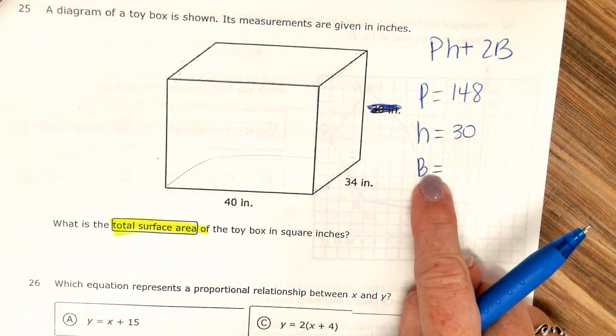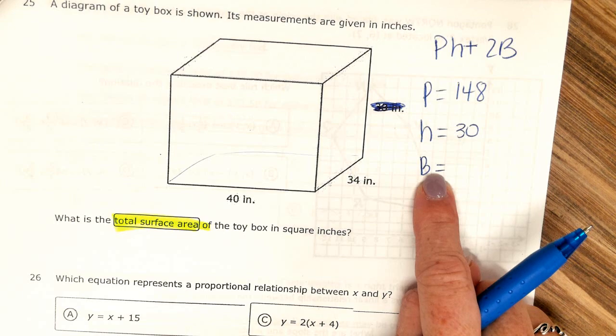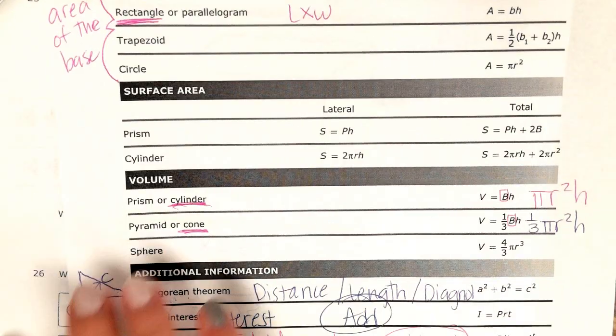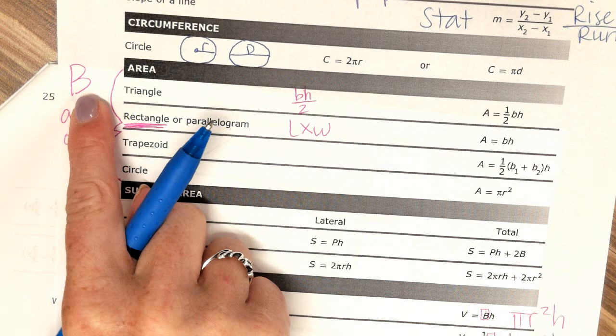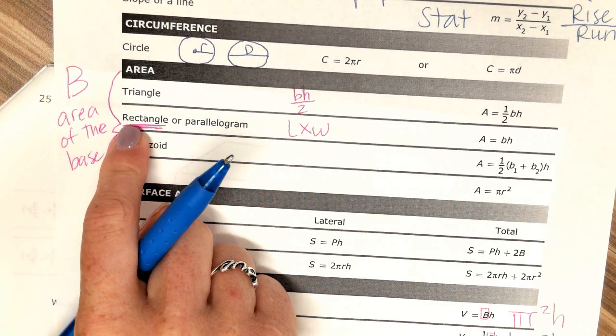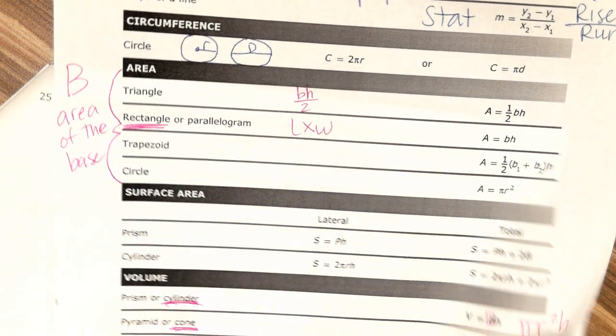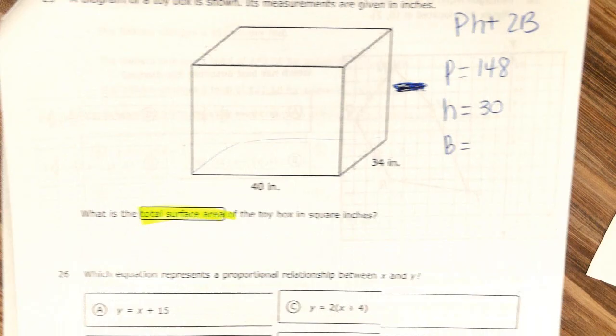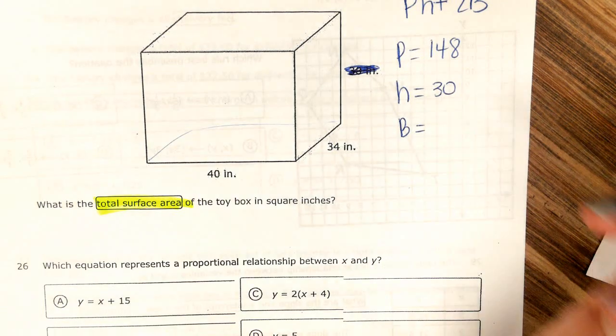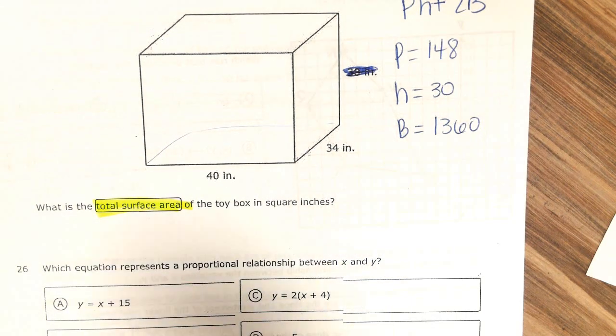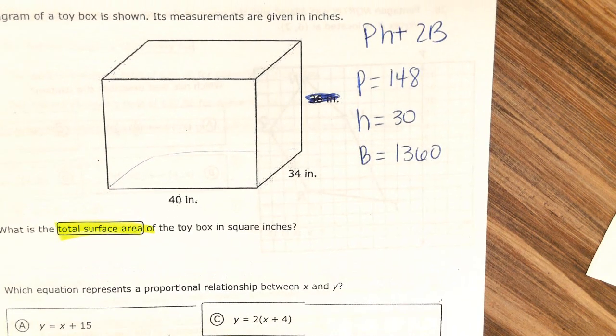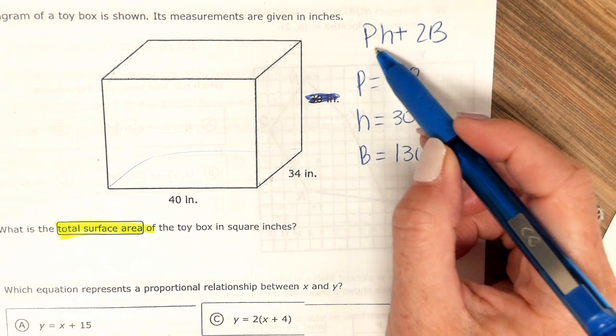What does big B mean? Area of the base. Where do I go for big B? Right here, big B. And our base is A. So I'm going to do length times width. So I'm going to do 34 times 30, which is 1,360. Now that I have all the pieces that I need, I simply plug them in to this formula.